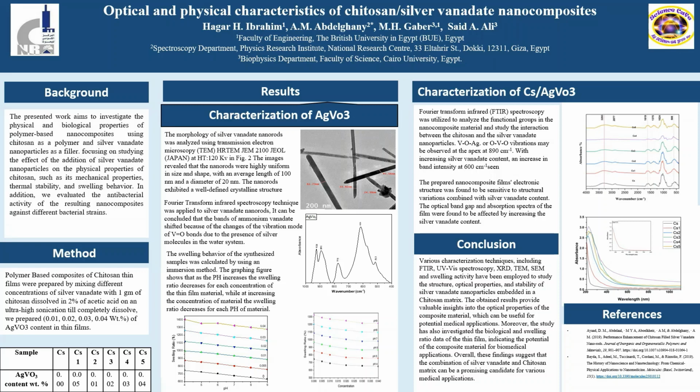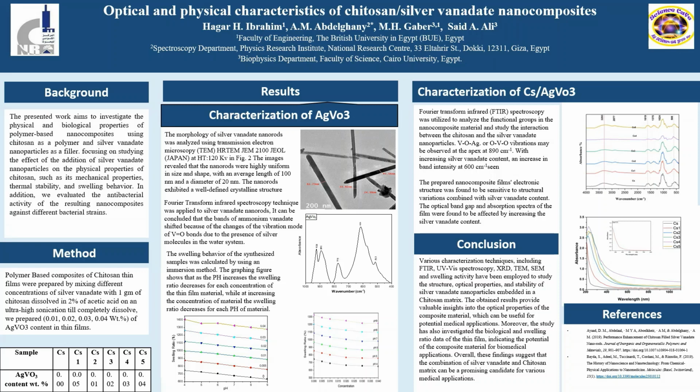Optical and physical characteristics of chitosan silver vanadate nanocomposites, presented by Hajar Ibrahim. In many advanced sciences, such as energy, medicine, biotechnology, and other branches, nanotechnology has become an effective and critical tool that involves the design and synthesis of materials at nanoscale levels, creating new materials with enhanced properties. Polymer-based nanocomposites have attracted considerable attention recently due to their unique physical and chemical properties, which make them promising candidates for various applications, besides their antibacterial effect.